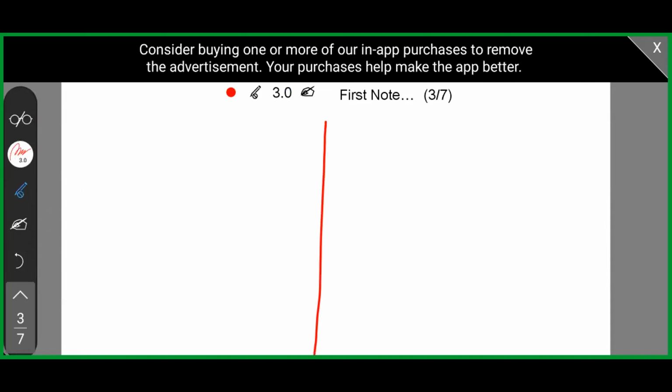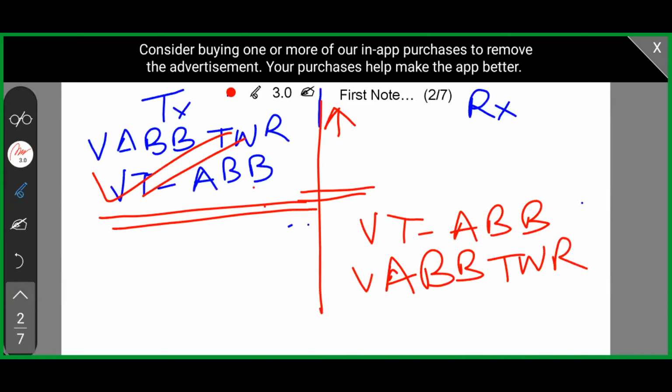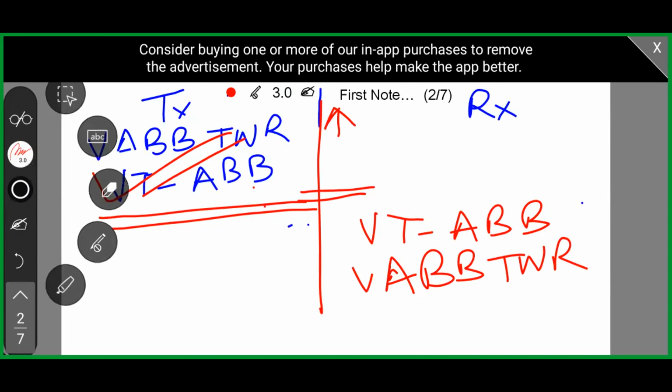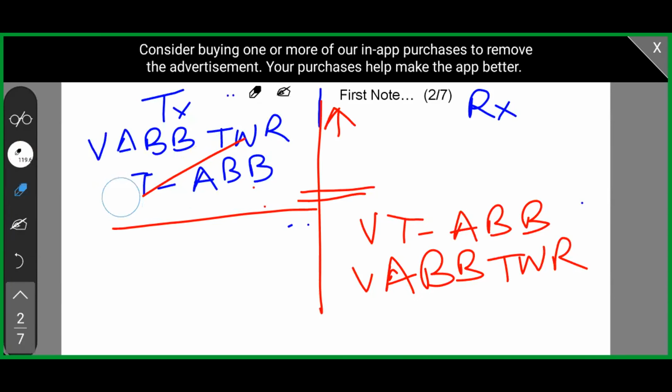Hello. Yes, sir, my doubt is, while raising the station or giving a call, we have written Mumbai Tower. So which one is good to specify, VABB Tower or MUM? Which one should we give? Yes, we'll come to that point.